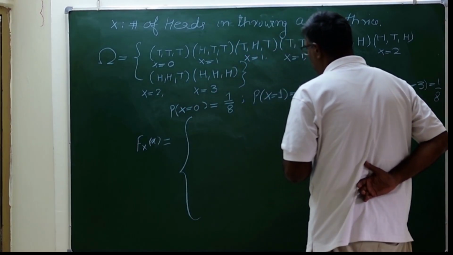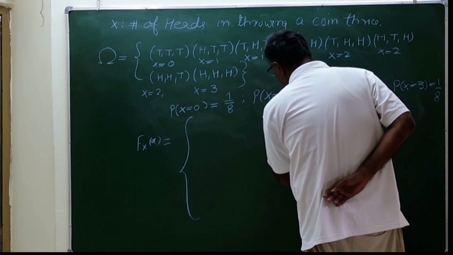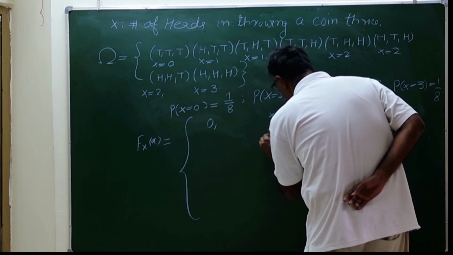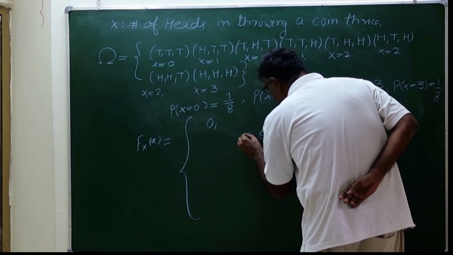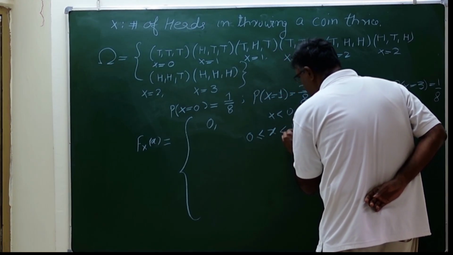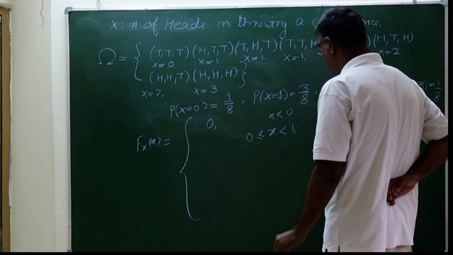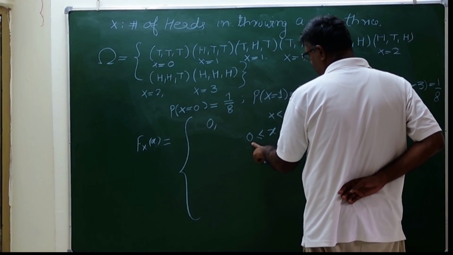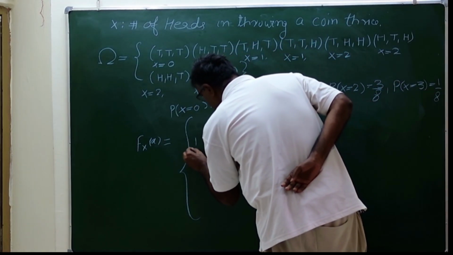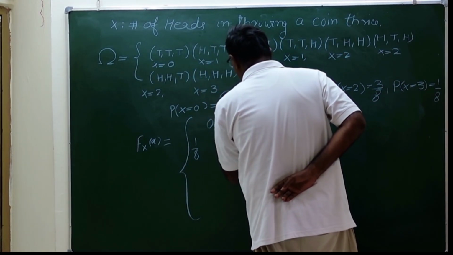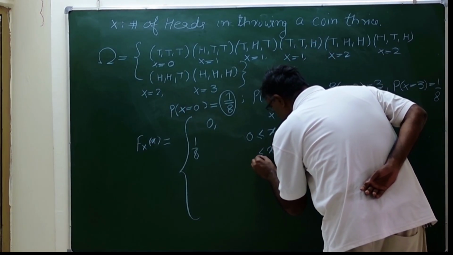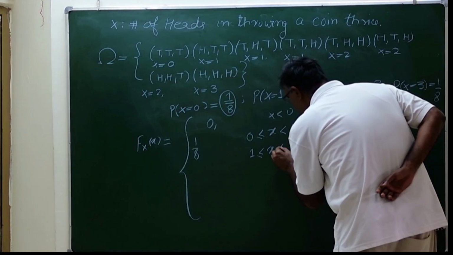So how would it look? For all x less than 0, we know that it is 0. For x attaining the value 0 and less than 1, so whenever x is lying between 0 and 1, this probability is 1 by 8.